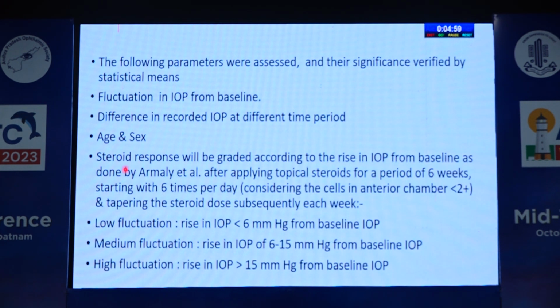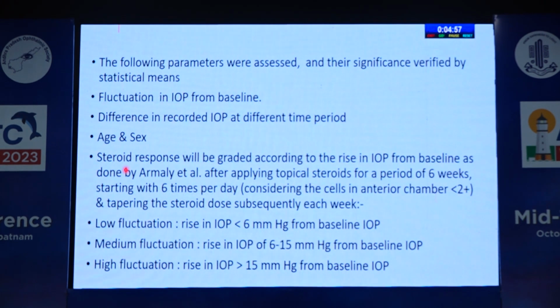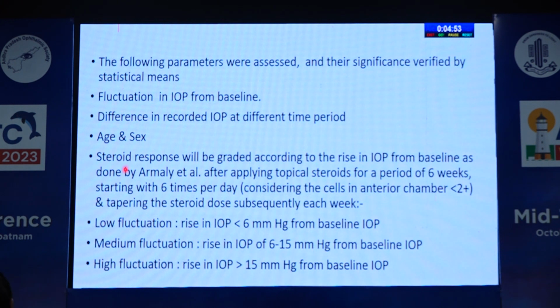The following parameters were assessed, and their significance verified by statistical means: fluctuation of IOP from baseline, and the difference in recorded IOP at different time periods. Age and sex were also considered, and steroid response was graded according to the rise in IOP from the baseline, as done by Armaly et al.